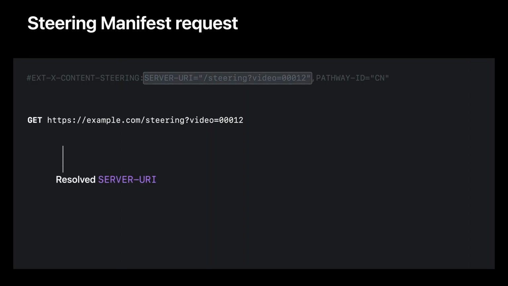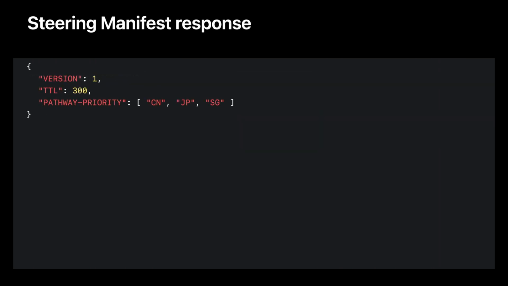Let's take a look at what a steering manifest request looks like. It's just a simple HTTP GET request sent to the URI resolved from the server URI attribute based on the master playlist URL. The steering server will respond with the steering manifest. Let's dissect its format with an example.